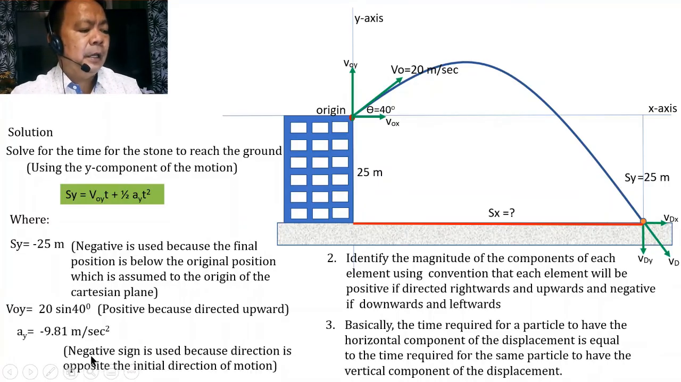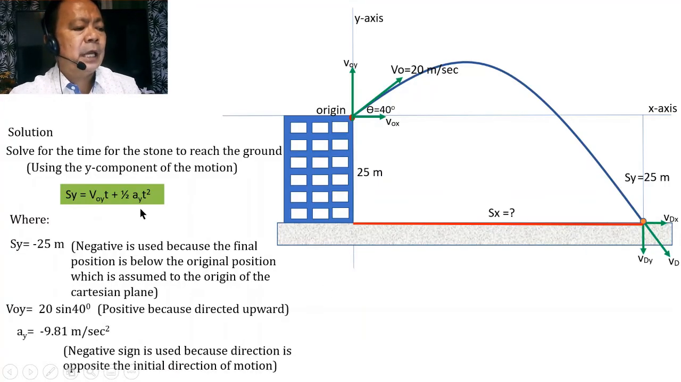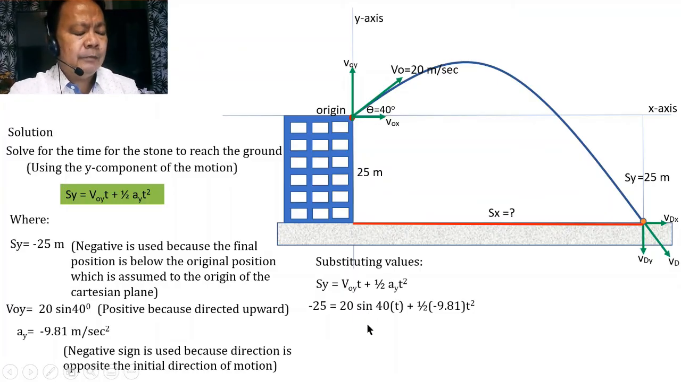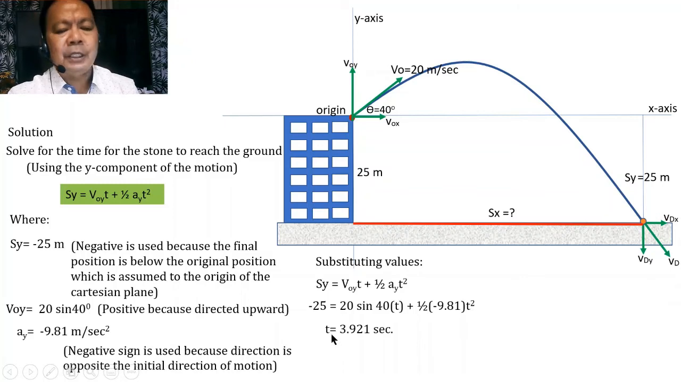And so from here, okay, masosolve na natin itong ating time required for this stone to hit the ground. And so if we are going to substitute that value, okay, what do we have? We will have s sub y, which is equal to v sub oy multiplied by t plus 1/2 of a sub y times t square. So we shall have a value here. Kapag sinubstitute natin yung mga value, makukomplete natin yung t na 3.921 second. Ibig sabihin, 3.921 second after the stone is released from the top of the building, it will now hit the ground. And it is the same time that the stone will travel a total distance of s sub x.